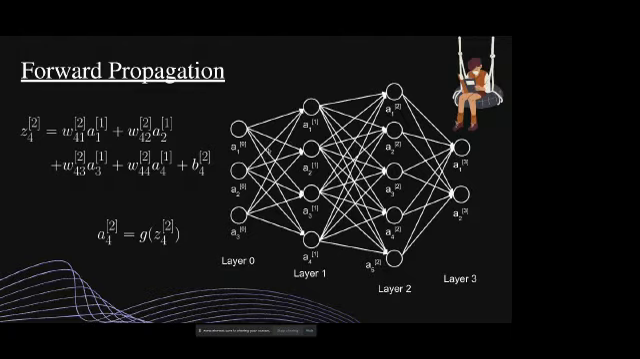Now let's look at the process of forward propagation. Let's look at what is happening in this neuron, A4. Superscript 2 means we are talking about layer 2, and subscript 4 means we're talking about the fourth neuron, which is 1, 2, 3, 4. Let's discuss the whole process up to A4.